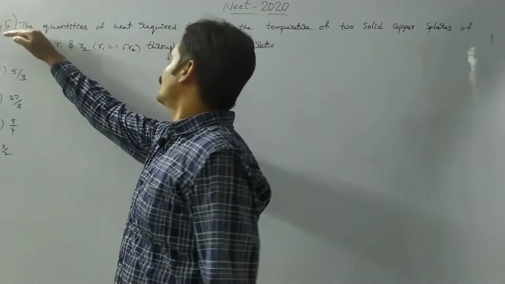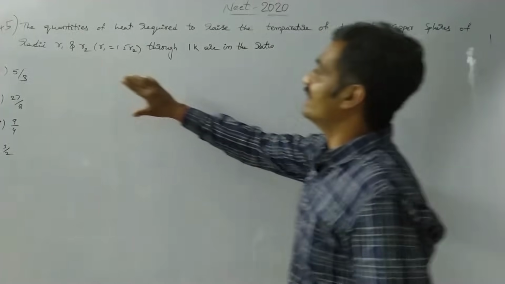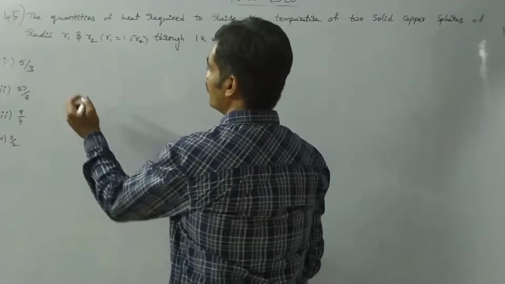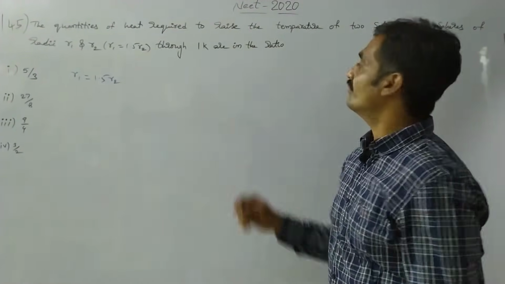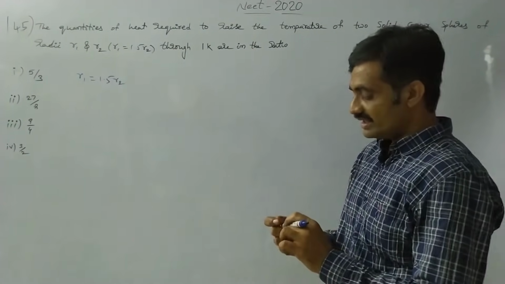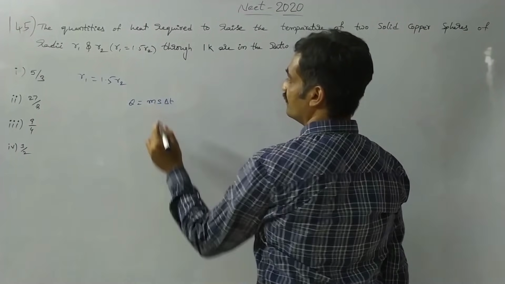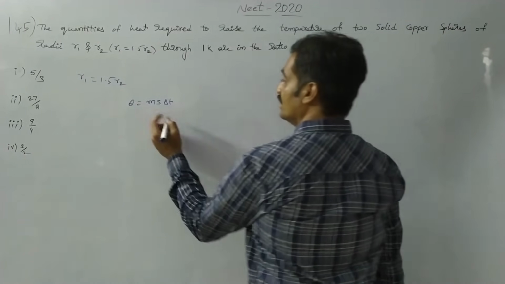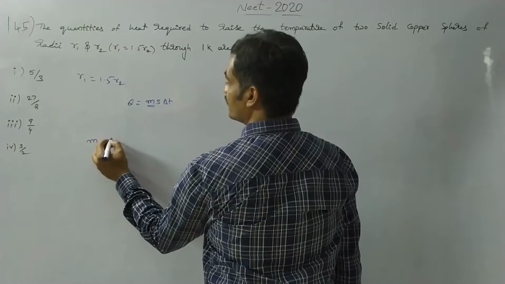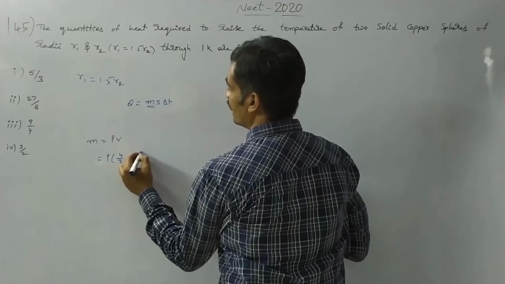The last question is: the quantities of heat required to raise the temperature of two solid copper spheres of radii R1 and R2, such that R1 is equal to 1.5 R2, through a temperature of 1 Kelvin, are in the ratio of. We know that the heat transfer to a body is given as Q equals m into S into delta T, where m is the mass of the body, S is specific heat, and delta T is the change in temperature. Now we know that mass can be given as density into volume, where V is the volume of the sphere. So we can write it as density into 4 by 3 pi R cube.